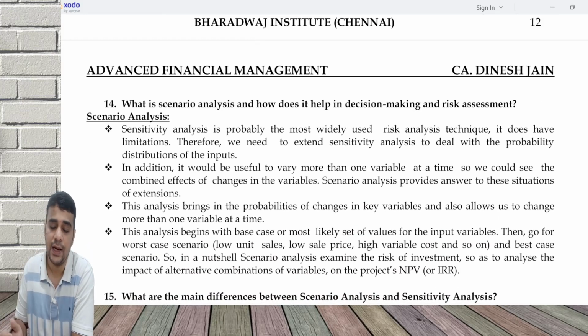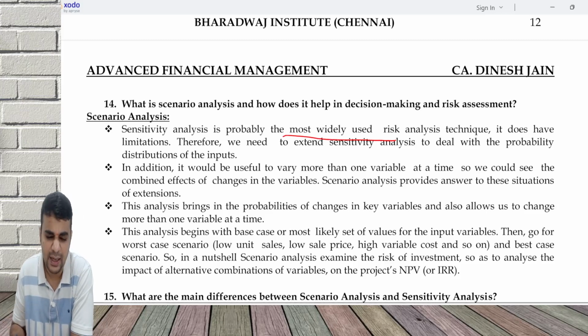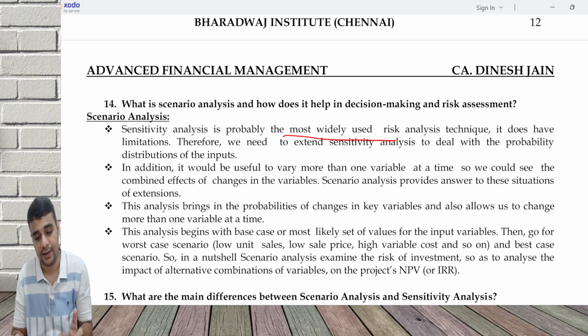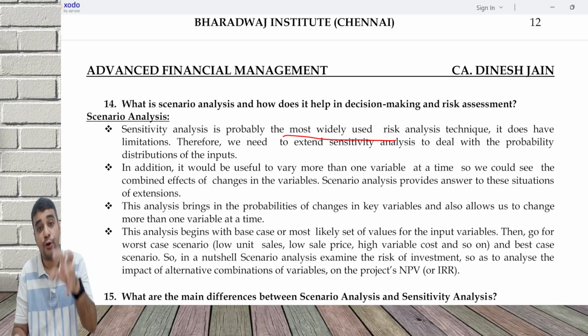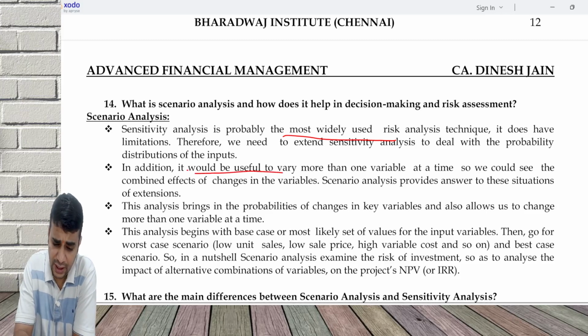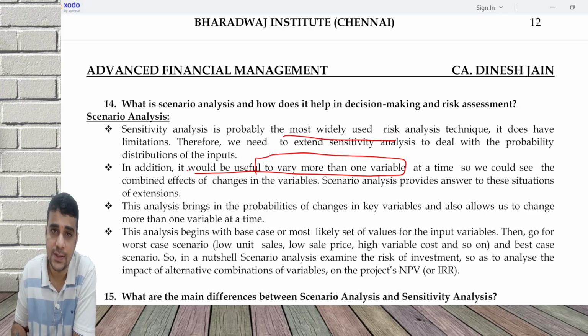Now that is where scenario analysis came into the picture. Sensitivity analysis is normally the most widely used method, but it does have limitations. The limitation is because it is considering a single factor, and it also ignores the probability of that change happening. It would be useful to vary more than one variable at a time so that we could see the combined effect of changes in the variables. Scenario analysis tries to do this, considering multiple changes at a time.